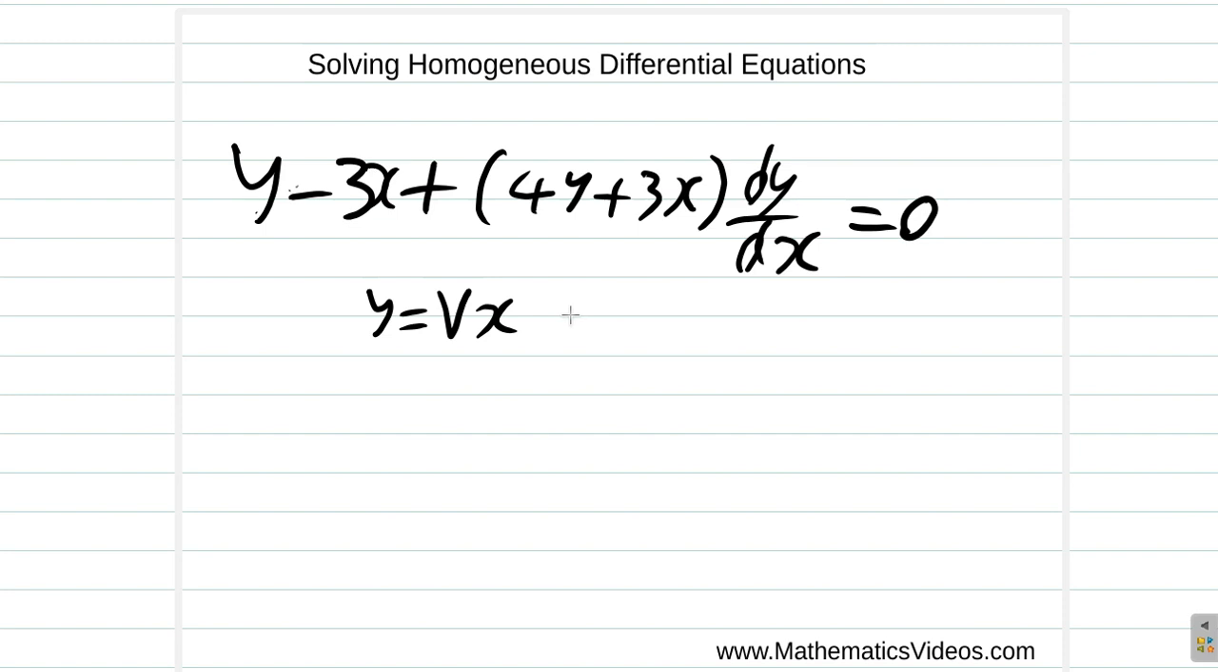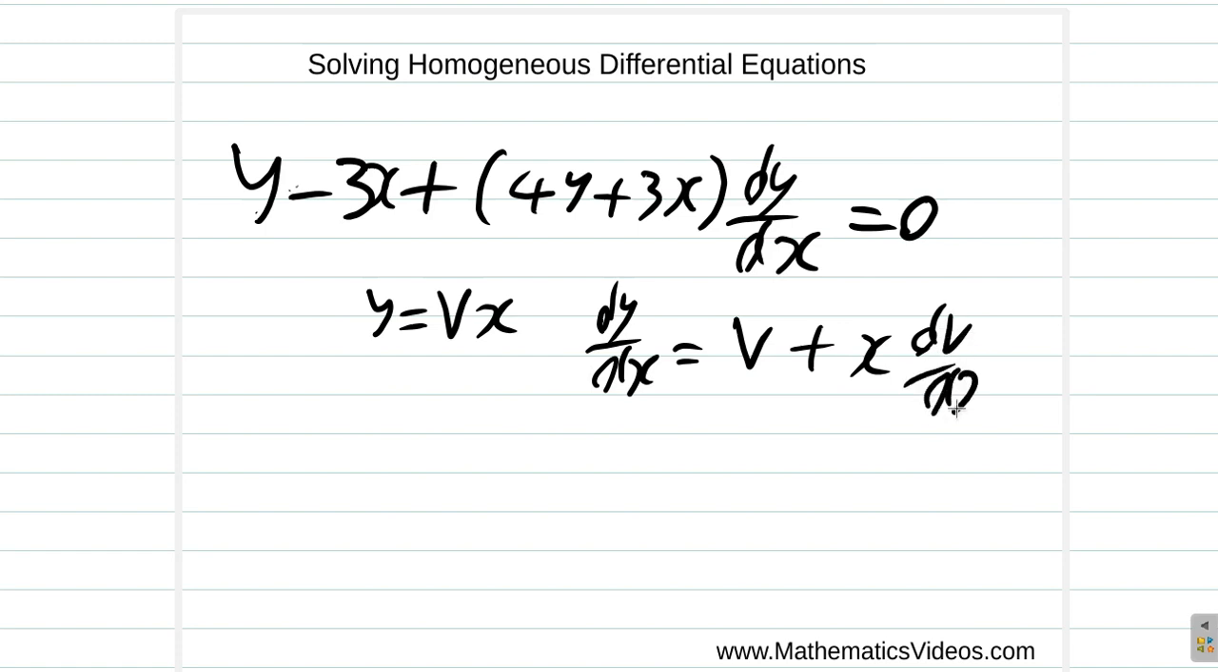y equals vx. dy by dx equals, you hold v as it is, times dx by dx, which is 1, plus hold x as it is, times dv by dx.